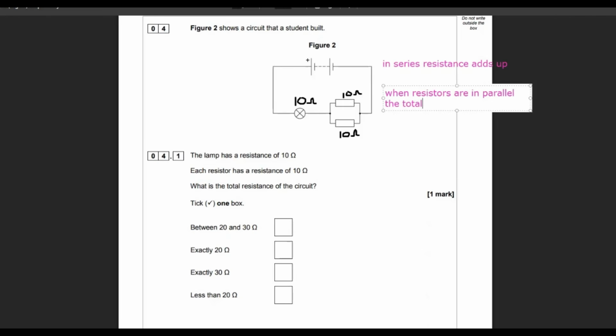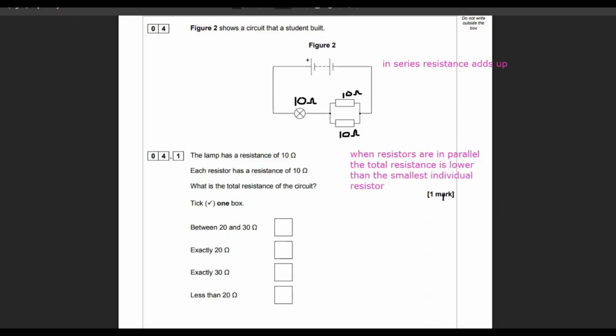When resistors are in parallel, the total resistance is lower than the smallest individual resistor. And you can do this if you express the equation as 1 over T is equal to 1 over R1 plus 1 over R2, depending on how many resistances you've got. But we don't need to get into that business.